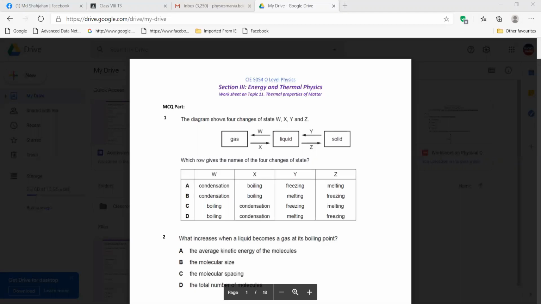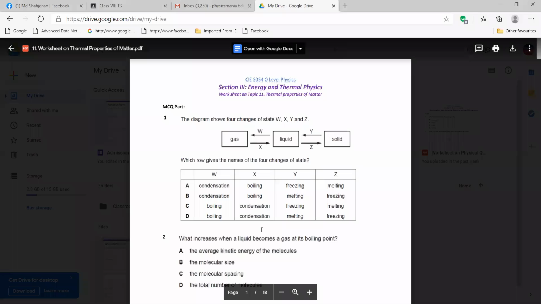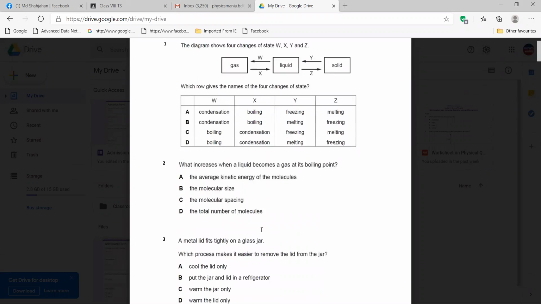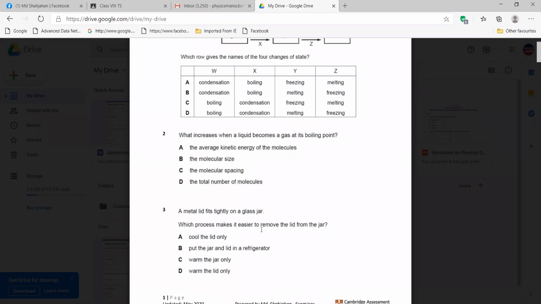Is the molecular spacing. Hello? Yes. You gave it randomly. Yes, sir. What about 3?